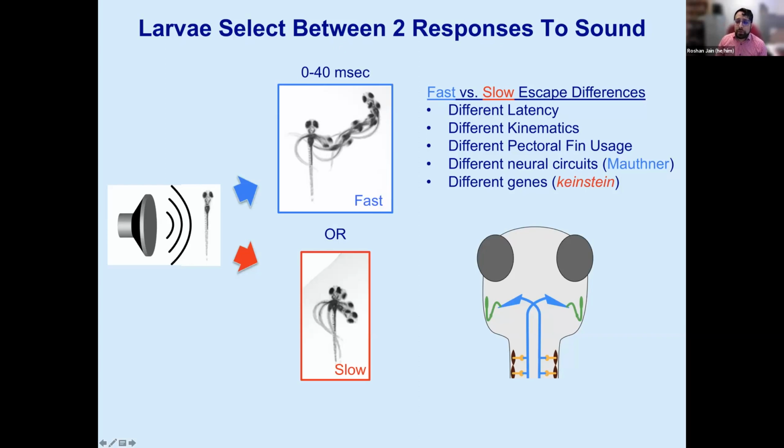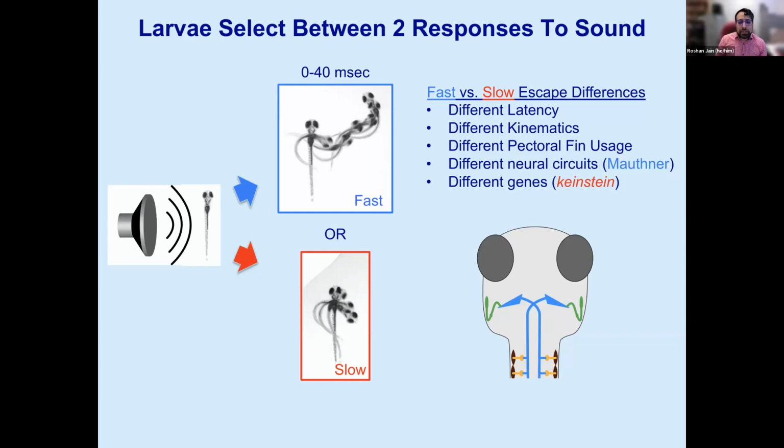A pretty well-known component is the Mauthner neuron, which is the command neuron in the hindbrain. There's a pair of them there that's absolutely essential for this fast response. You can ablate that neuron and they no longer do fast responses, but they can still do slow responses. And there's a variety of other circuit elements that seem to be distinguishing these two. And then there's also a number of genes that have been identified that can selectively impact one or the other behavior. One of those, from the classic zebrafish screens, was called Kindstein, which ablates these slow behaviors but doesn't impact the fast behaviors.